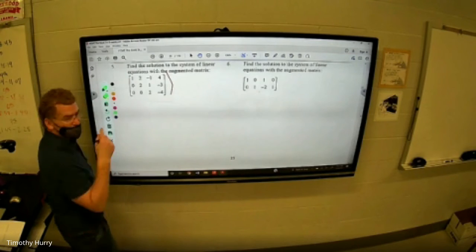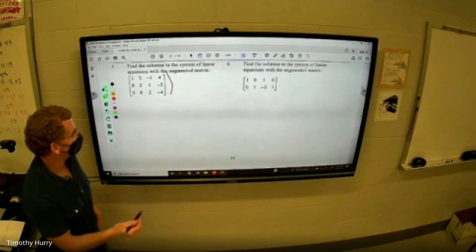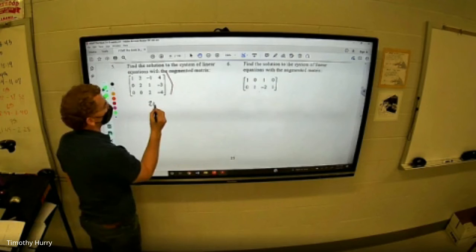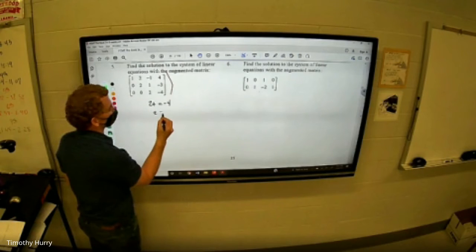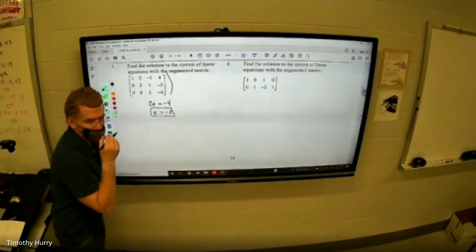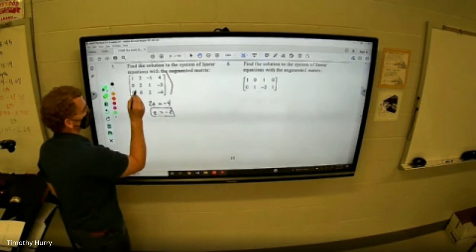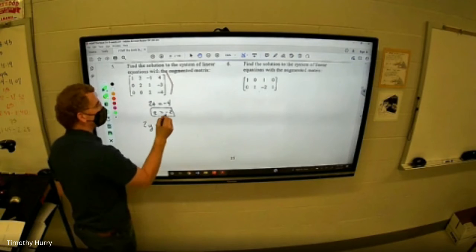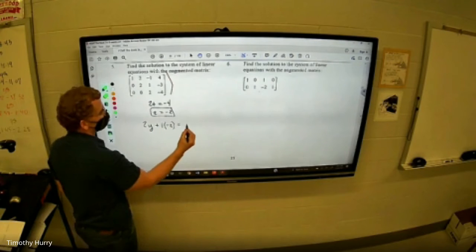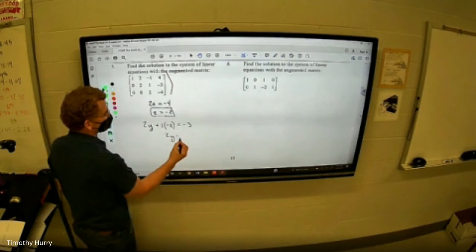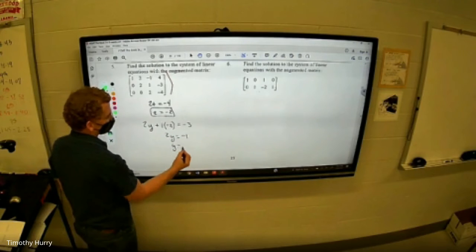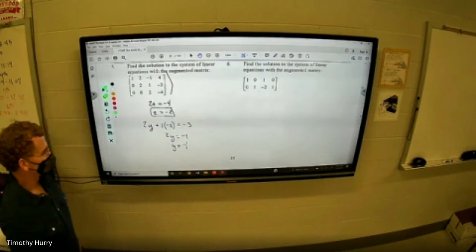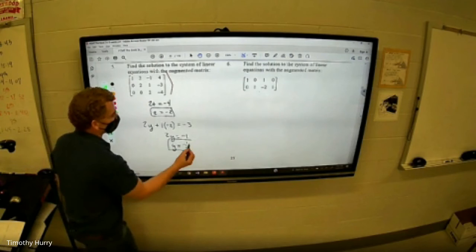All I have to do is use what I know about this. And what do I know from that bottom row? That 2z is negative 4, so z is negative 2. And you can jump to there, I don't mind. And then what do you know? 2y plus 1 times z, which is negative 2, is negative 3. So what are you essentially doing here? You're just doing the back substitution process, right?